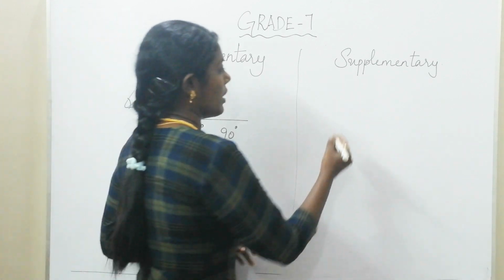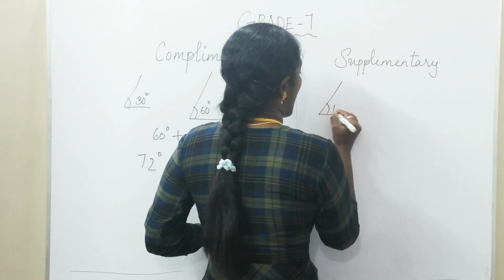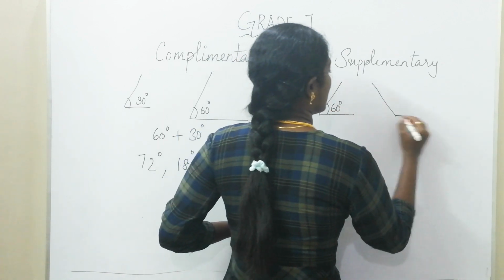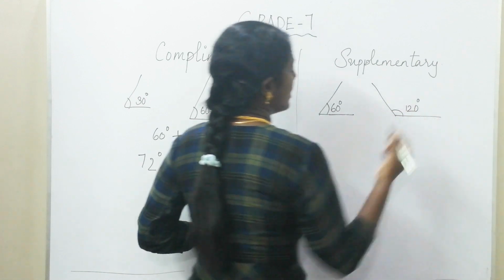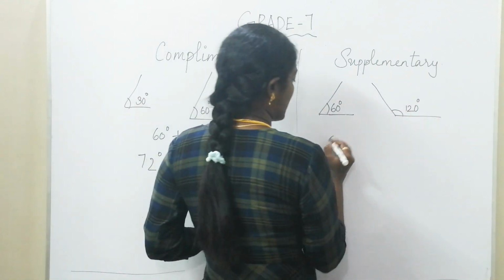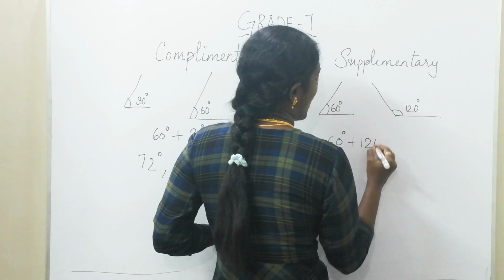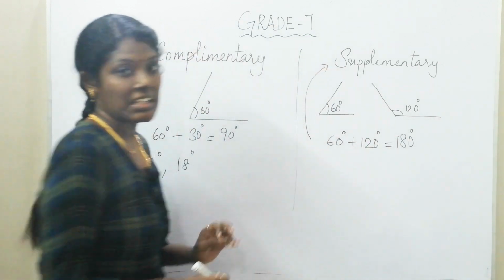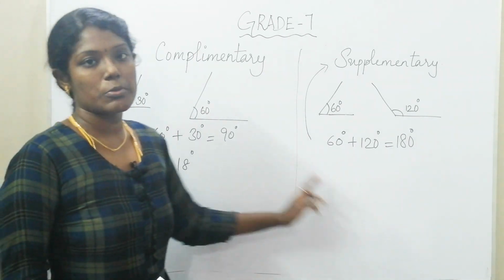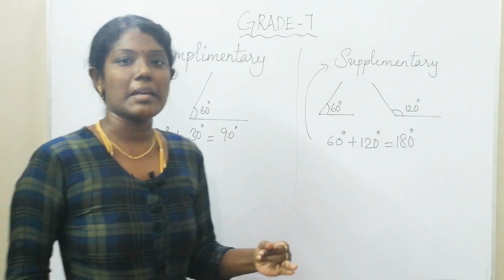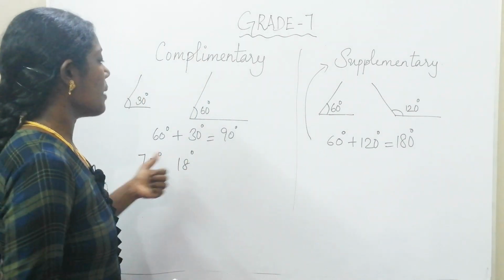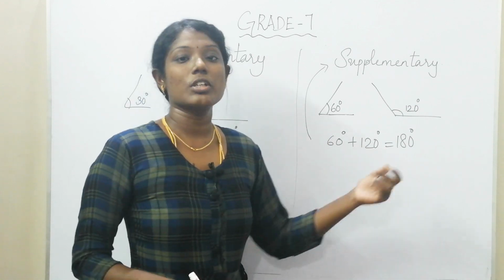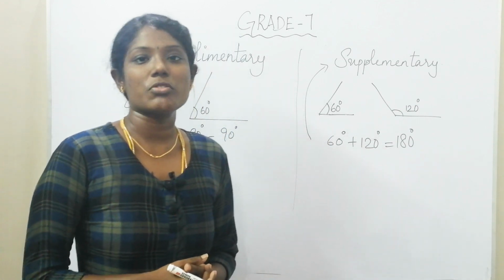What is supplementary then? When any two angles add up. When I have a 60 degree angle and a 120 degree angle, when I add up, it gives 180 degree. So any two angles which add up to give 180 degree, I call it as supplementary angles. So these are the other two types of angles, complementary angles and supplementary angles. So when two angles add up to give 90 degree, I call it as complementary angle. When two angles add up to give 180 degree, I call it as supplementary angles.